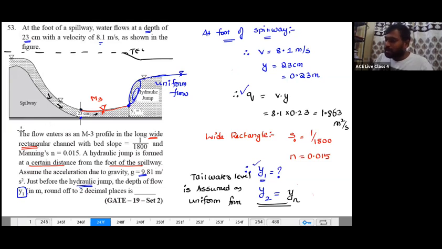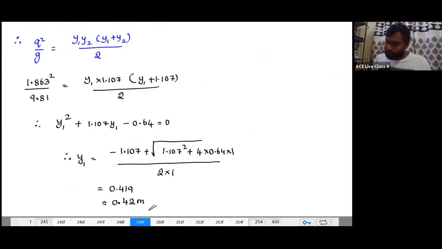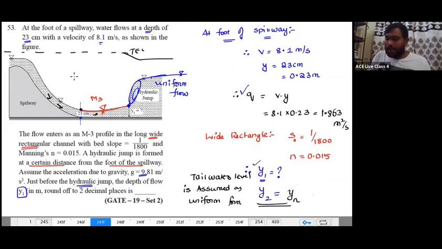As they are not the alternate depths, now let's solve that. Yes, they are not alternate depths, but E1 is equal to E2. Keep that in your mind. They are not the alternate depths, but E1 is equal to E2.